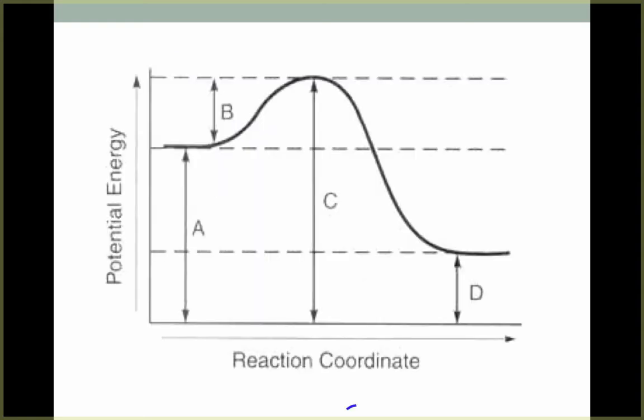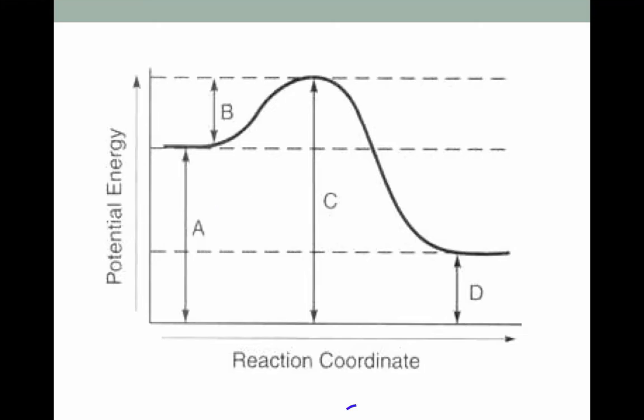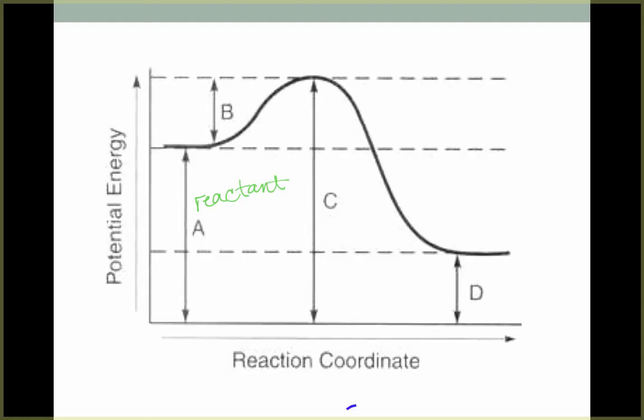Here's a potential energy diagram for us to label. We'll label it together. First, let's find the energy of the reactants. The energy of the reactants is represented by A. That's the energy that we start at. Therefore, the energy of the products is going to be down here, D.